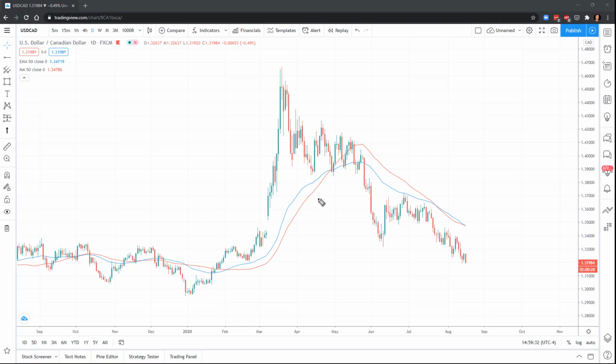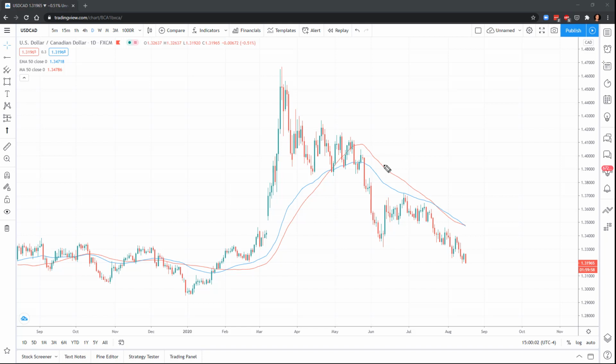If you guys are visual like myself, you'll notice here that as this market continued going higher, the blue line, which is the exponential moving average, rose faster than the red line, which is the simple moving average. And you can see at the point at which the market broke below these levels, the exponential moving average fell faster than the simple moving average. And that is really simply to do with the way that things are calculated.